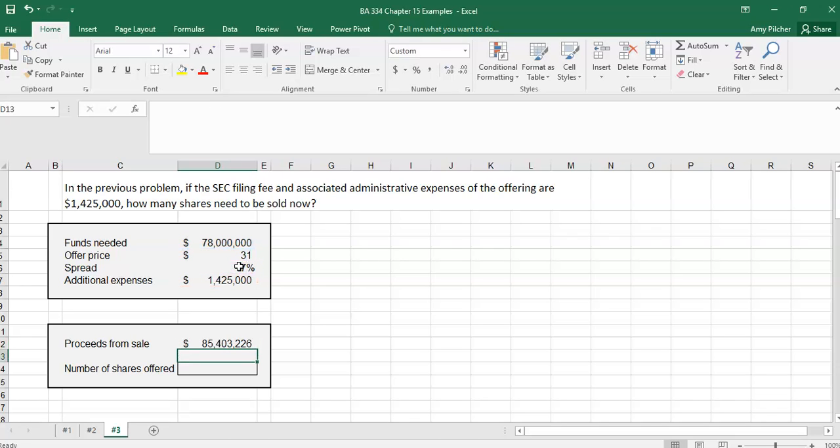So we need proceeds of $85,403,226. So the number of shares we need to sell equals the proceeds we need divided by the offer price of our shares. So we need to sell 2,754,943 shares of stock. And those are the examples from chapter 15.